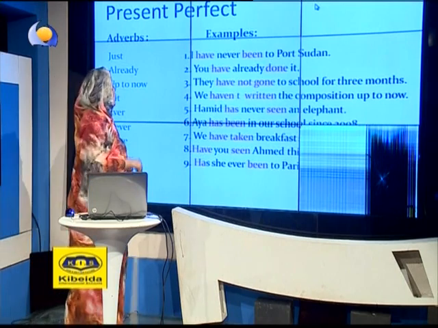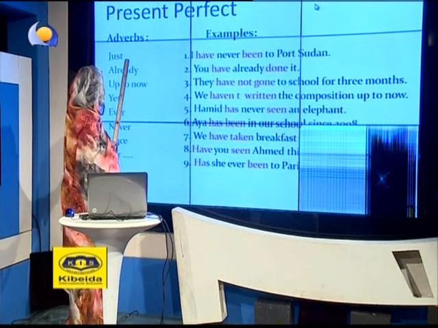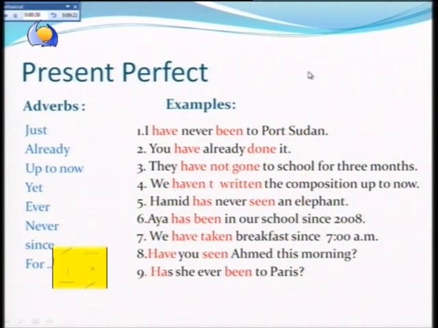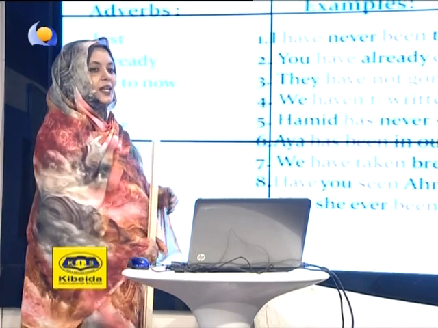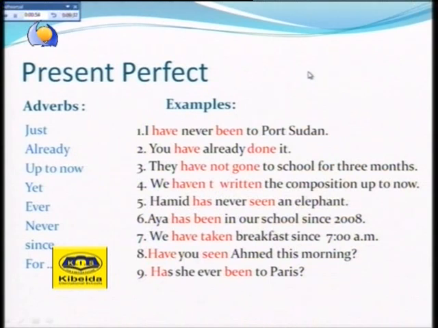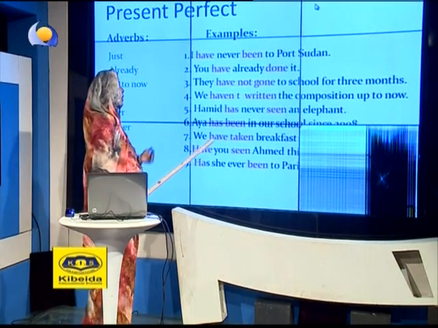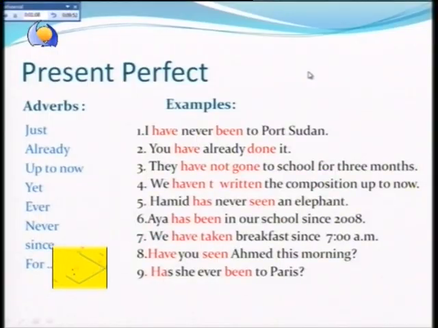For example, when you want to talk about something that has just happened, or something that is already done, or something that you couldn't do up to now, you are struggling and you are trying. So it has something to do with the past and kind of relation with the present time. I have never been to Port Sudan. Okay, we have words like never. This word is used sometimes with the present simple and sometimes with the present perfect according to the meaning. I have never been to Port Sudan.